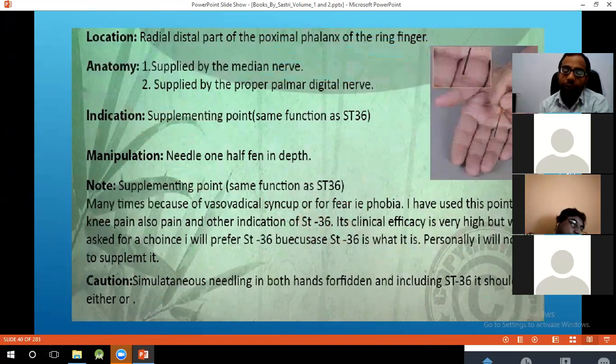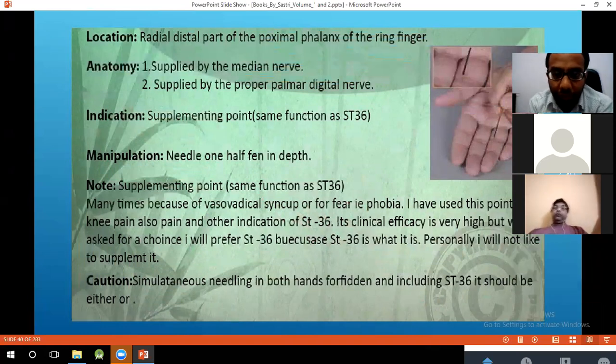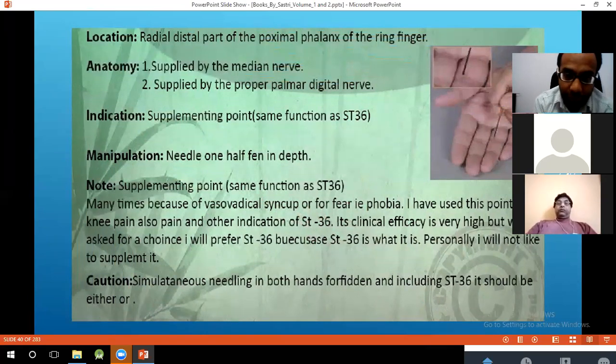Always remember, you should not use SK36 in combination with this point. Number one. And number two, bilateral needling is to be avoided in this case.